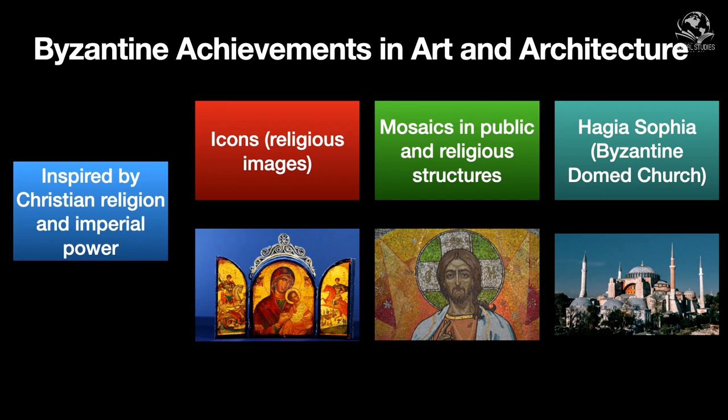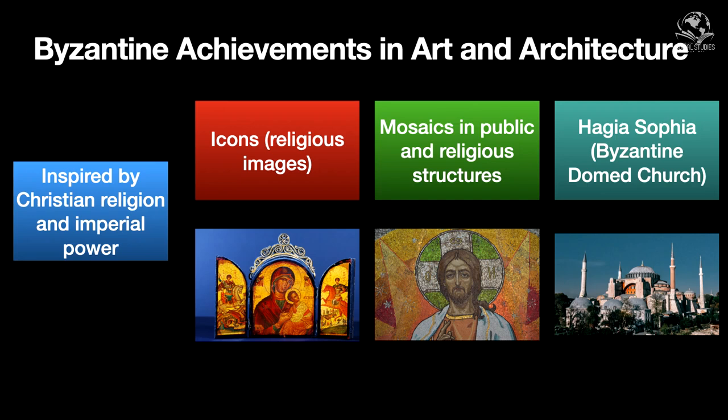We also have mosaics in public and religious structures. Now, mosaics are pretty cool. These are small pieces of glass or tile, and if you look up close, the images don't look very good. But when you back up, it looks amazing. So you probably have done mosaic style artwork, maybe even in kindergarten, where you took little pieces of construction paper and you glued it to, for example, a coloring book page, and you used the small pieces to color in instead of using a crayon. That's an example of a mosaic. Later, we're going to learn that the Muslims or the Islamic civilizations also use mosaics.